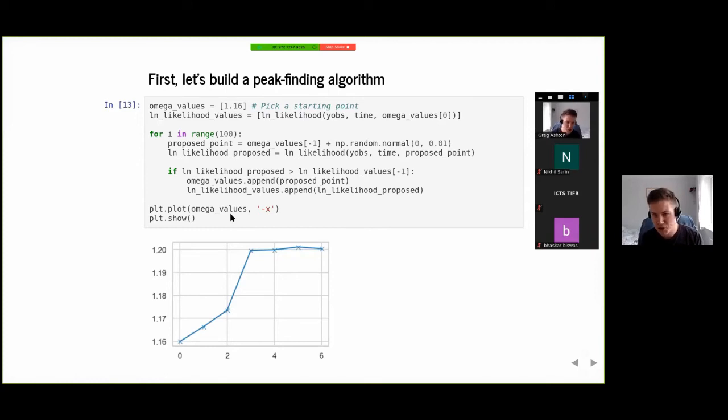So the first thing you might do is build a peak finding algorithm, an algorithm which finds the maximum likelihood peak to within some precision. The way you might do that is to pick a random starting point. I don't know where to start, but I'll pick a value of 1.16. I don't know if that's close or not, but it's a good start. You then evaluate the log likelihood function that we defined before.